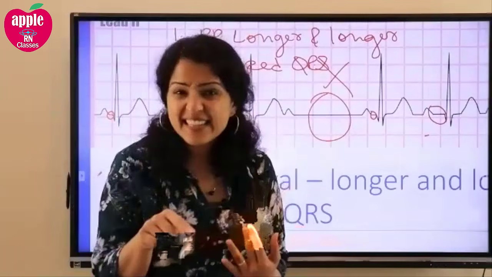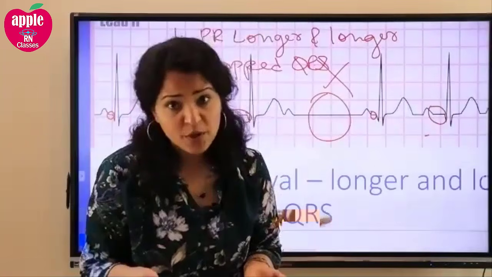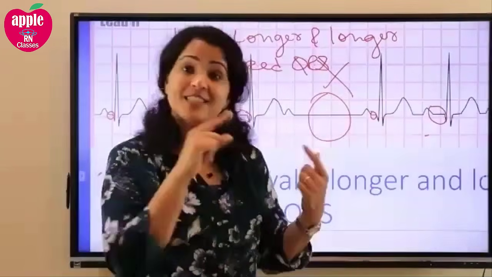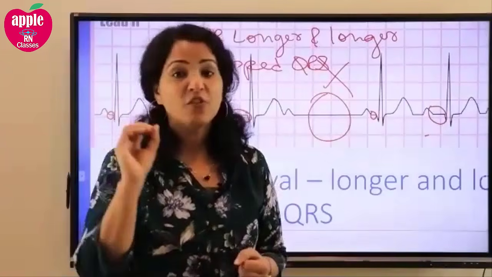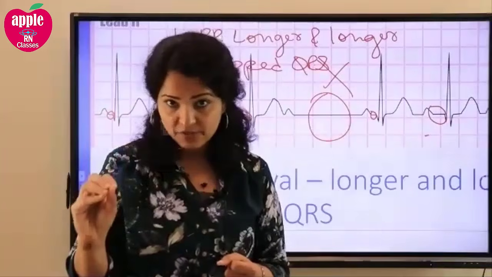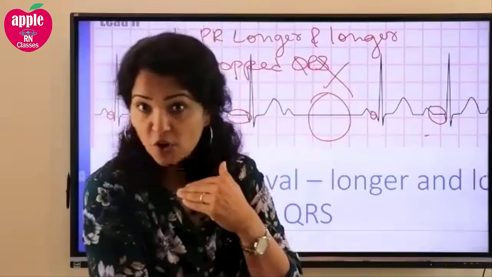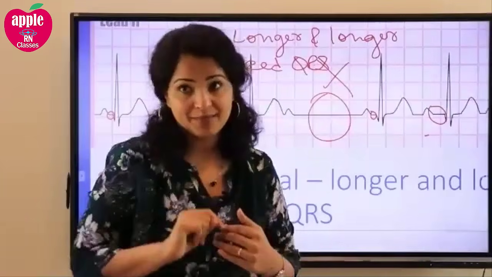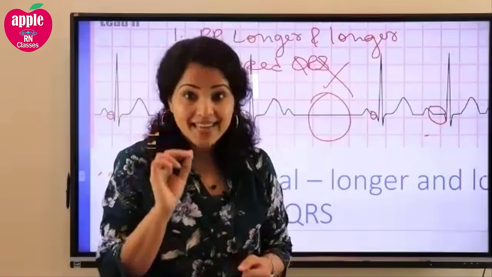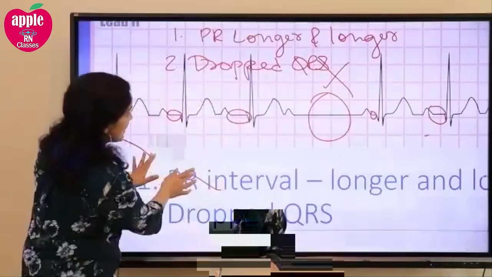Now, in second degree block, we know there are two kinds, and in both of them there will be a dropped QRS. Now we have to figure out if it's the first one or the second one. The way to do that is the PR interval. Look at the PR interval. If it is getting longer and longer and longer before dropping, then it's type 1. In type 2, it is different. I will show you how that goes. So in type 2, let me show you.